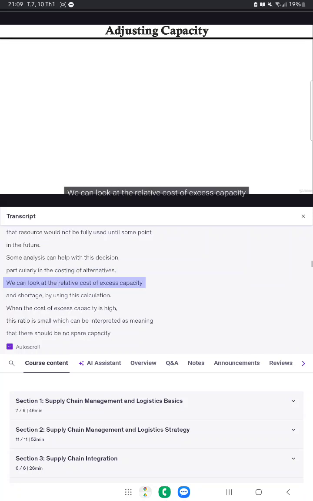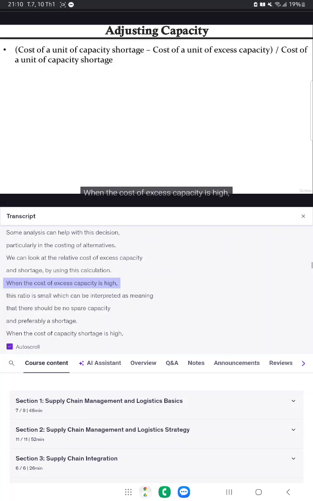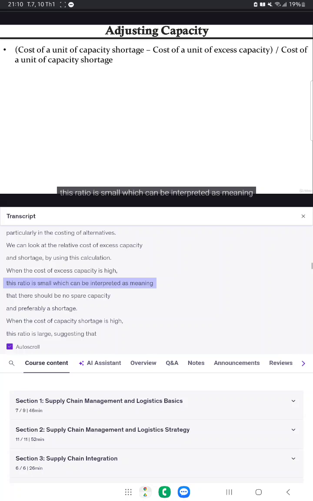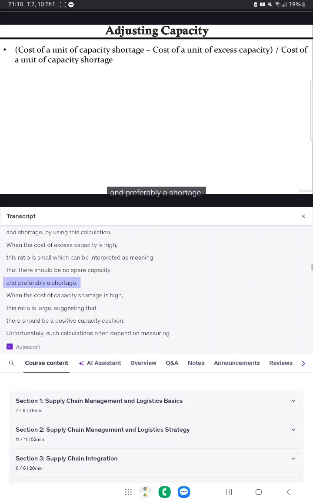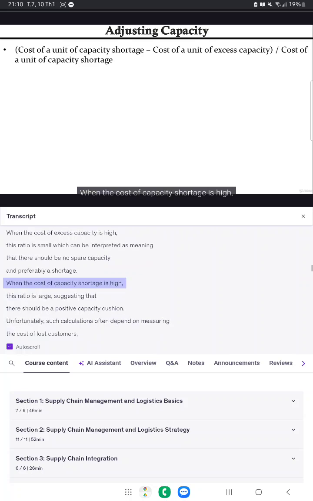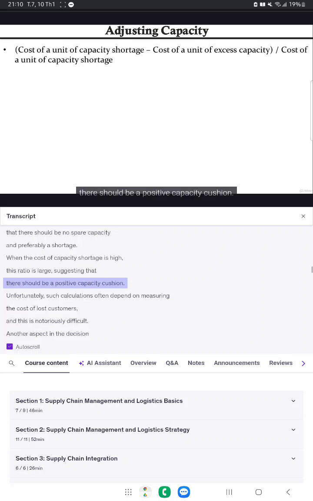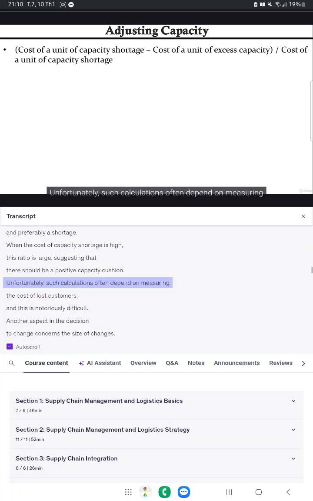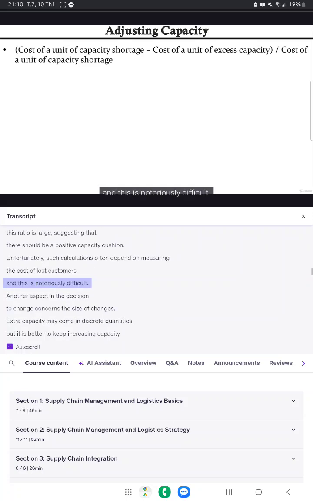We can look at the relative cost of excess capacity and shortage by using this calculation. When the cost of excess capacity is high, this ratio is small, which can be interpreted as meaning that there should be no spare capacity and preferably a shortage. When the cost of capacity shortage is high, this ratio is large, suggesting that there should be a positive capacity cushion. Unfortunately, such calculations often depend on measuring the cost of lost customers, and this is notoriously difficult.